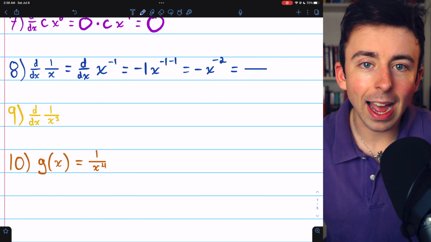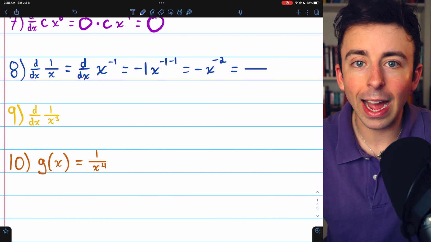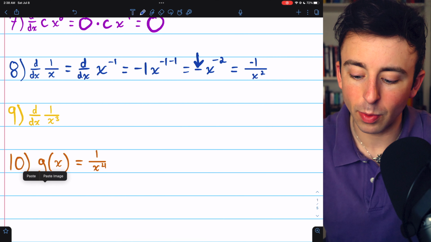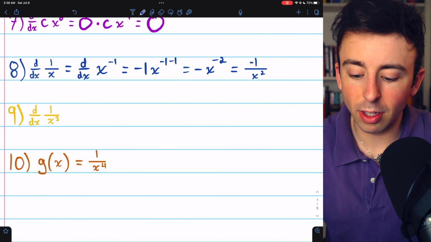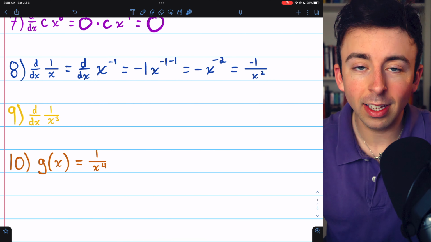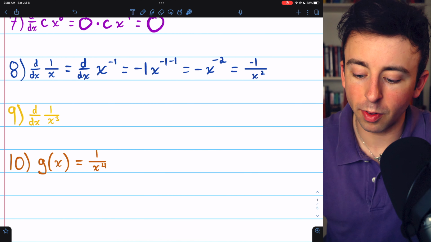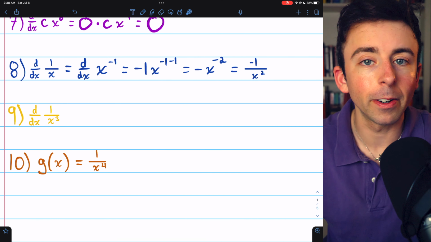In the same way that x to the negative 1 is 1 over x, x to the negative 2 is 1 over x squared. However, in this case, our numerator will be negative 1 because of that negative that we have in front. So what's the derivative of 1 over x? Well, we can rewrite it as x to the negative 1 and then apply the power rule to find negative 1 over x squared as the answer.